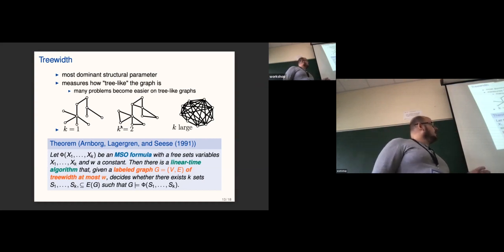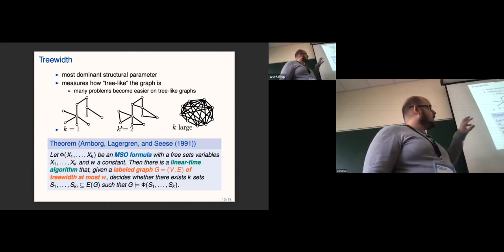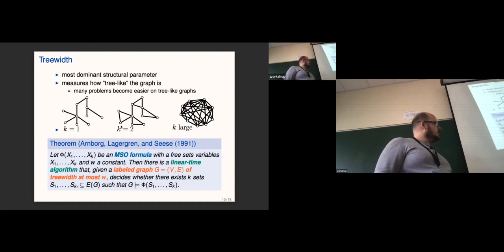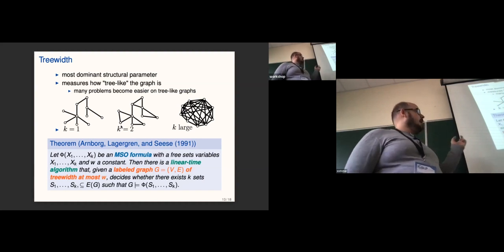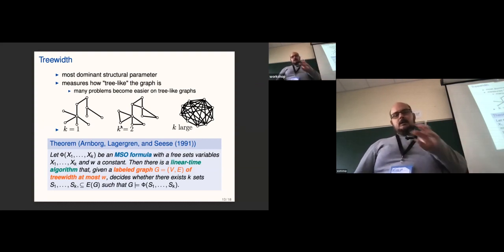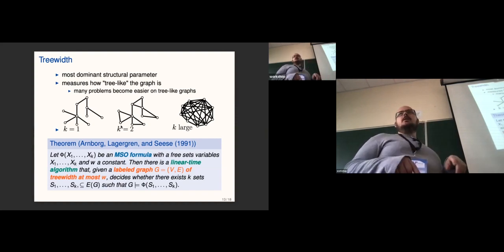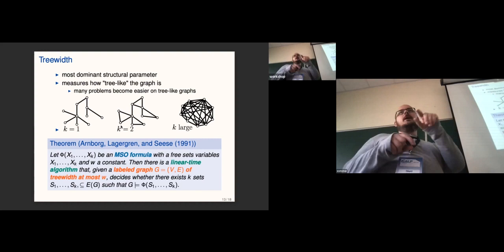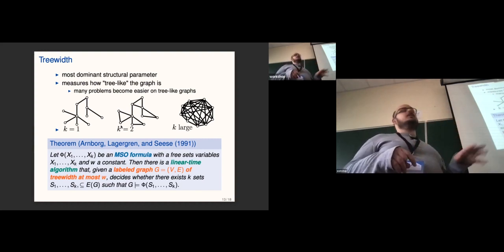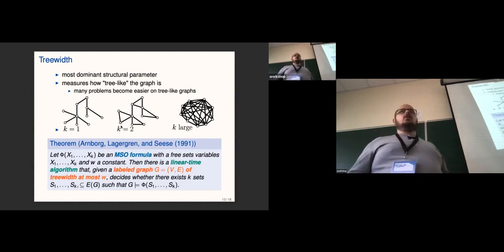And if the formula has constant size and the treewidth of our input graph is constant, then we can solve our problem. So we can decide whether the graph satisfies the formula in linear time. But note, the formula is constant and treewidth is constant, which means that this is actually FPT, because this is O of n, where the constant before the O depends on the size of the formula and on the treewidth, and relatively quite badly.